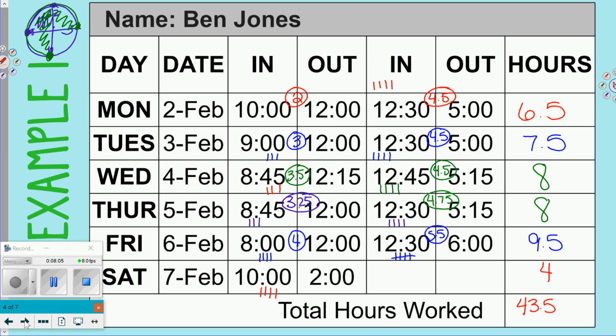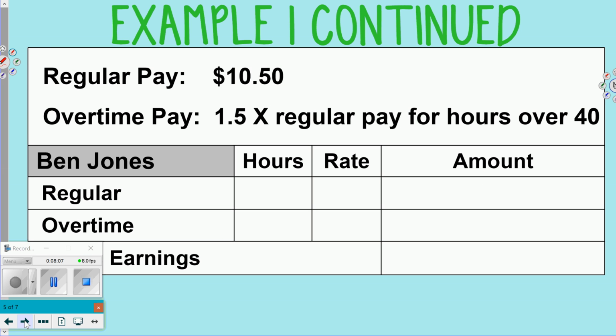All right, so moving over into the next slide here. Still talking about Ben Jones. So it wants us to fill out how much he actually is making. So regular hours we know is 40 hours. Anything over our 40 is overtime. Well, we just did on the previous slide that he worked 43.5 hours. So that means 3.5 of those hours were over the 40.